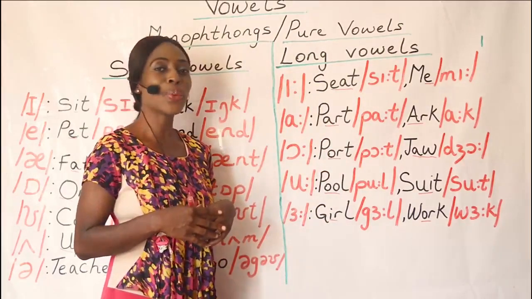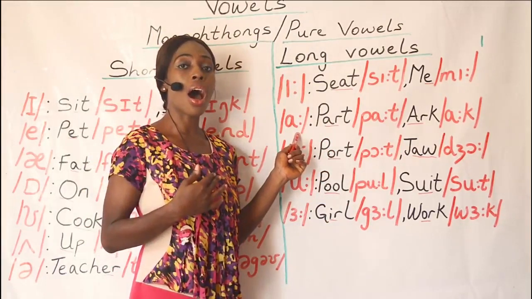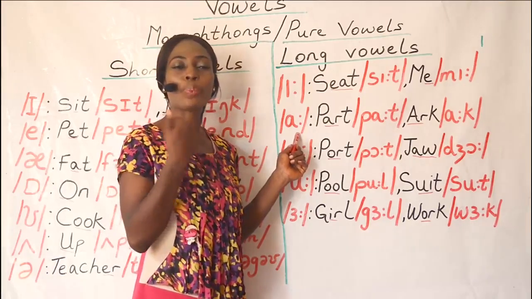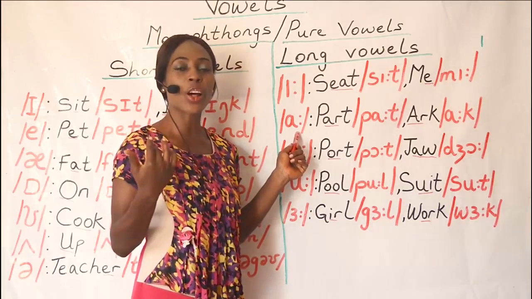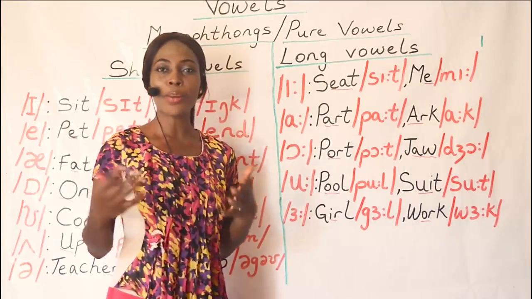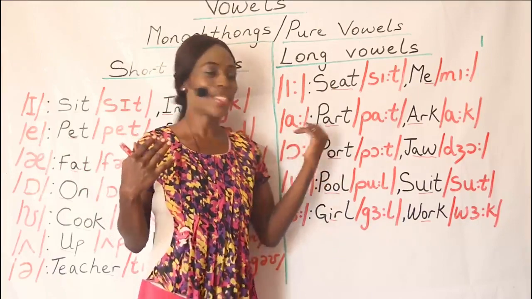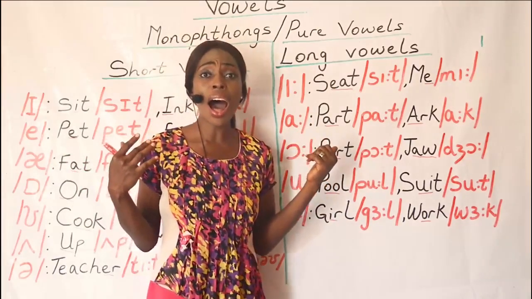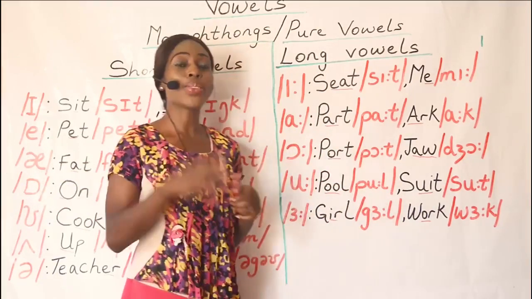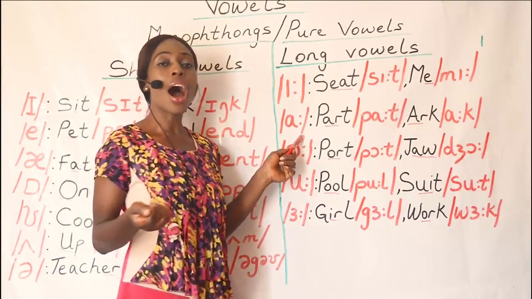Now the next sound we have is ah. Your lips are not spread. They are neutral. Like when you're surprised, you see something and you exclaim, ah. That's this sound. Ah, what happened? So the ah is this sound. It's a long sound.